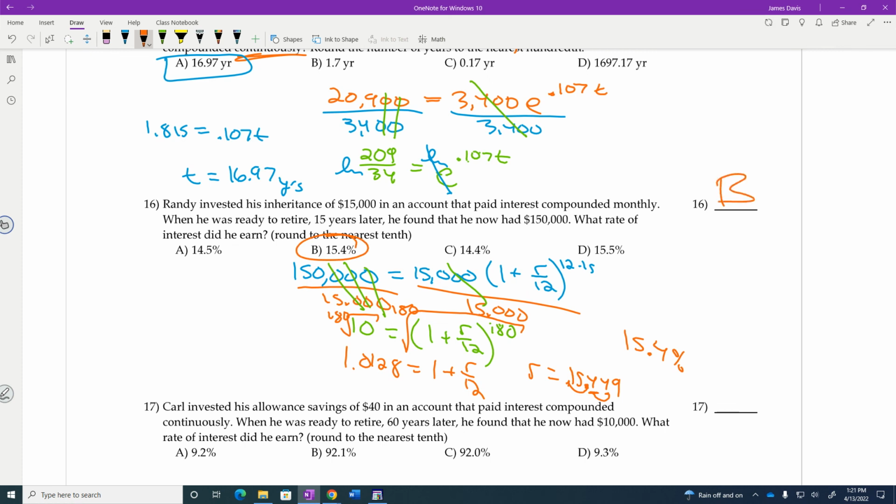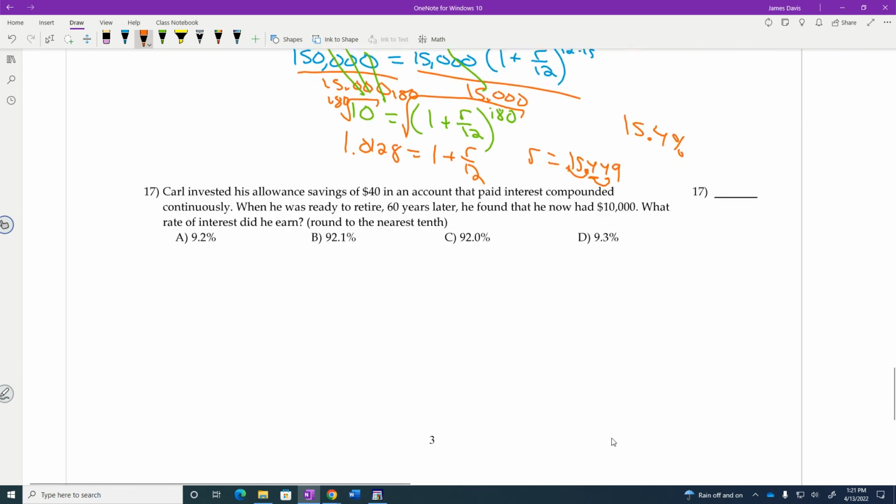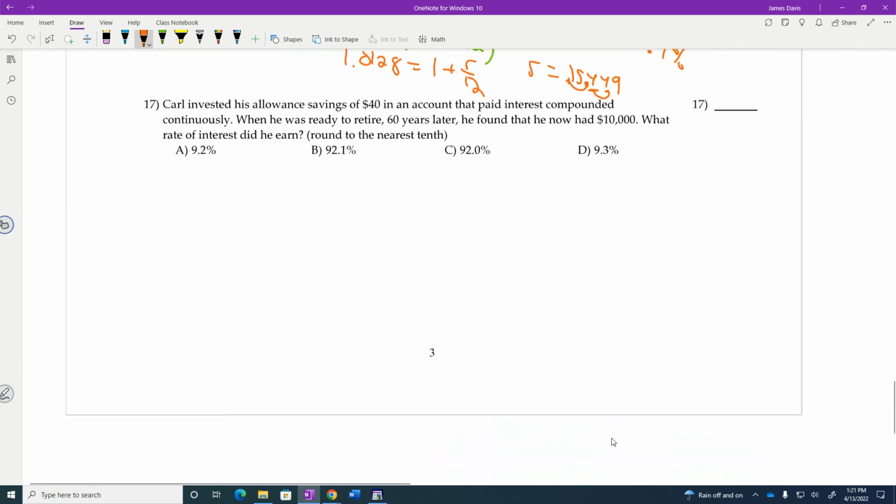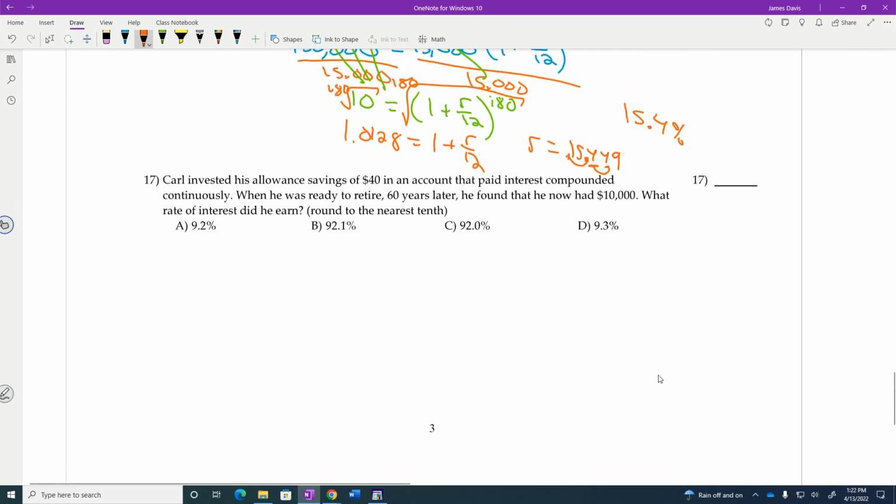And the last one, we've got our green investor here, Carl. He has invested his allowance savings of $40 in an account that paid interest compounded continuously. When he was ready to retire 60 years later, he found that he now had $10,000. What rate of interest did he earn?